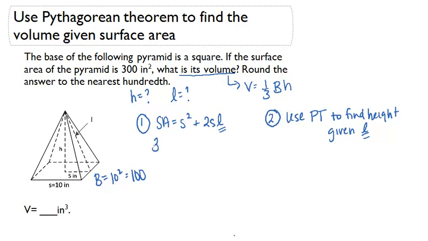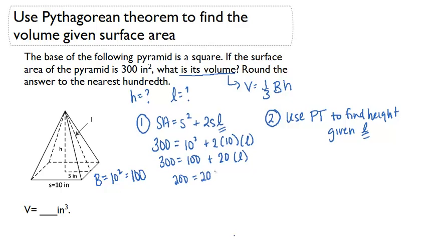So I know that the surface area is 300. So 300 equals 10 squared plus 2 times 10 times L. That will be 300 equals 100 plus 20 times L. If I solve this, I get 200 equals 20L. And if I divide both sides by 20, I get slant height equals 10. So the slant height is 10 inches. And I'm going to draw that into my picture.